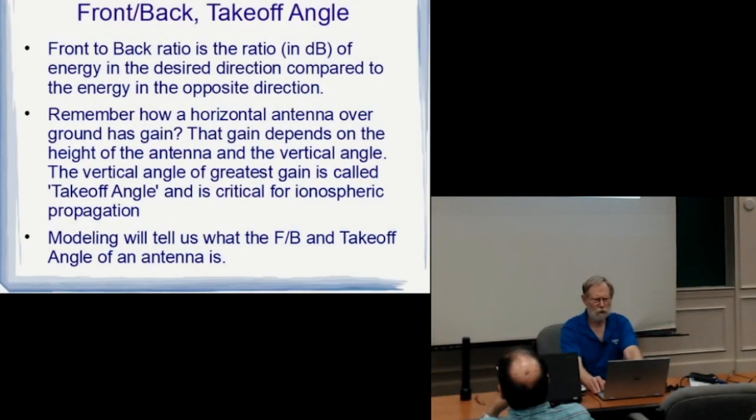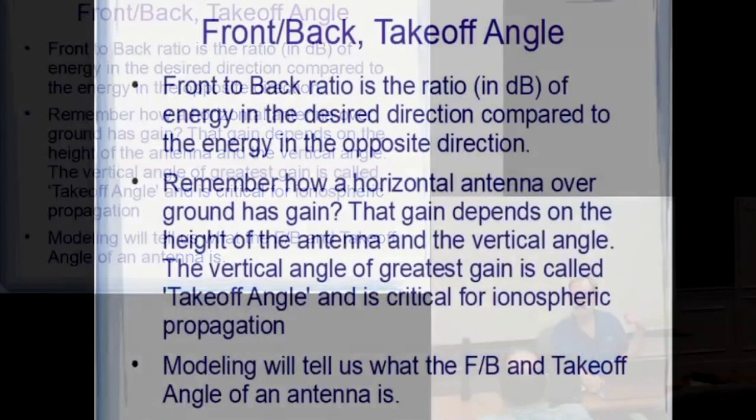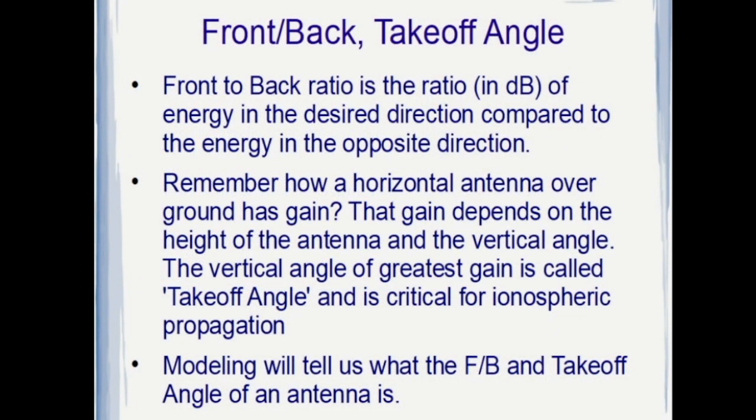Okay, front to back and takeoff angle. Front to back is the ratio in dB of the energy going in the desired direction compared to the energy going in the opposite direction. This might be important if you're trying to get W3LPL off your back, then all of a sudden you care about front to back. There are also other measures called front to side, where you're comparing the desired direction to something not exactly 180 out, but maybe 120 out. Maybe they would choose front to side to correspond with a minor lobe. That's another measure of directivity.